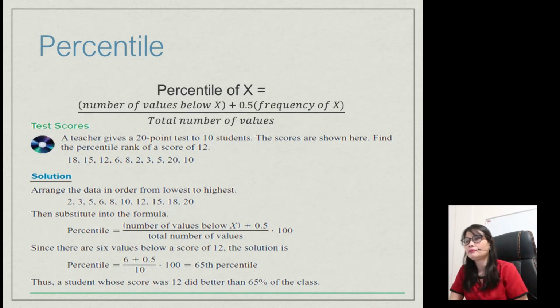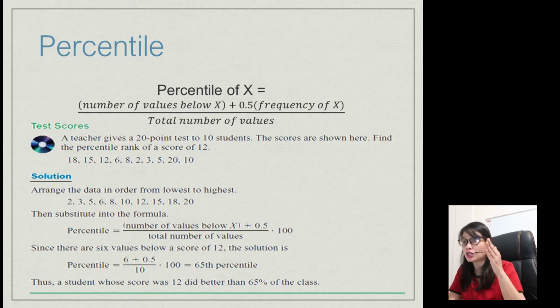So for example, a teacher gives a 20-point test to 10 students. The scores are shown here. Find the percentile rank of a score of 12. Pang ilan daw si 12 in short?